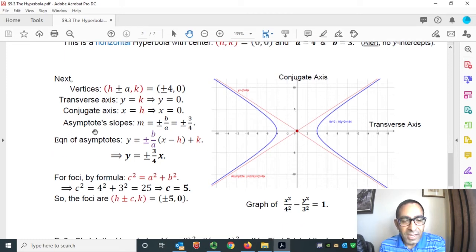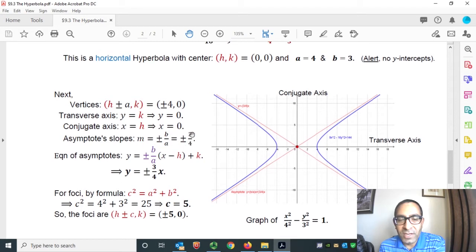Next, the asymptote slopes. The slopes of the asymptotes are m equals plus or minus b over a. So the slope is plus or minus 3 over 4. The equation of the asymptotes, by formula, is y equals plus or minus b over a times (x minus h) plus k, which turns out to be y equals plus or minus 3/4 x. So this line here is y equals 3/4 x, and this is y equals negative 3/4 x.